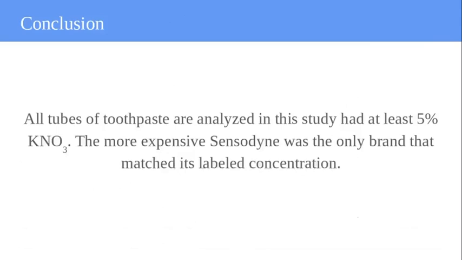Conclusion. All tubes of toothpaste analyzed in this study had at least 5% potassium nitrate. The more expensive Sensodyne was the only brand that matches label concentration.